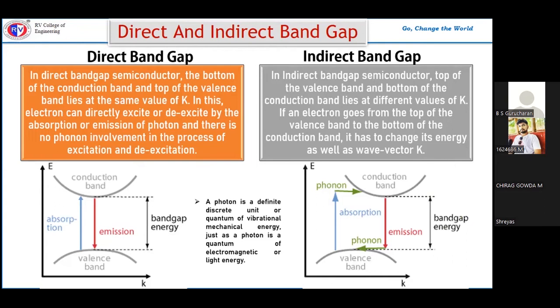In indirect band gap, the top of the valence band and the bottom of the conduction band lie at different values of k, and the electron has to change its energy as well as wave vector. It means when the electron jumps from conduction band to valence band, not only radiative energy is liberated, along with that heat energy is also liberated. The examples of direct band gap semiconductors are gallium arsenide, and indirect band gap semiconductors are silicon and germanium.